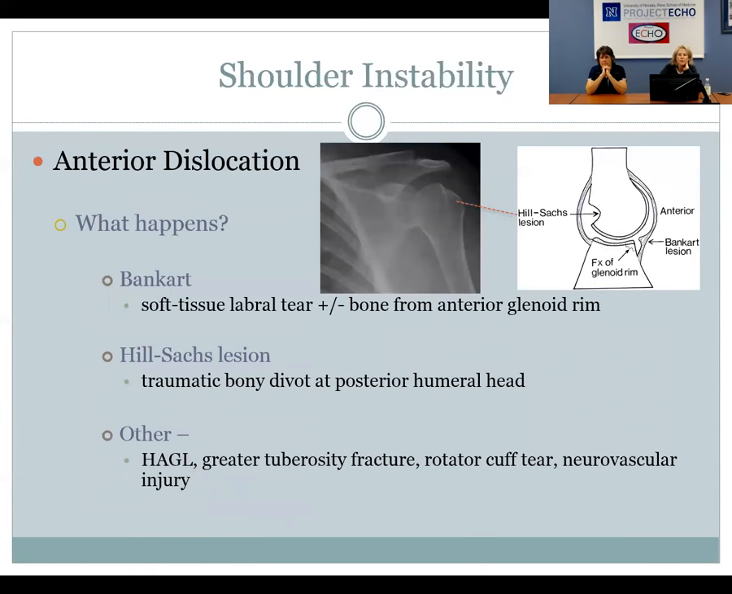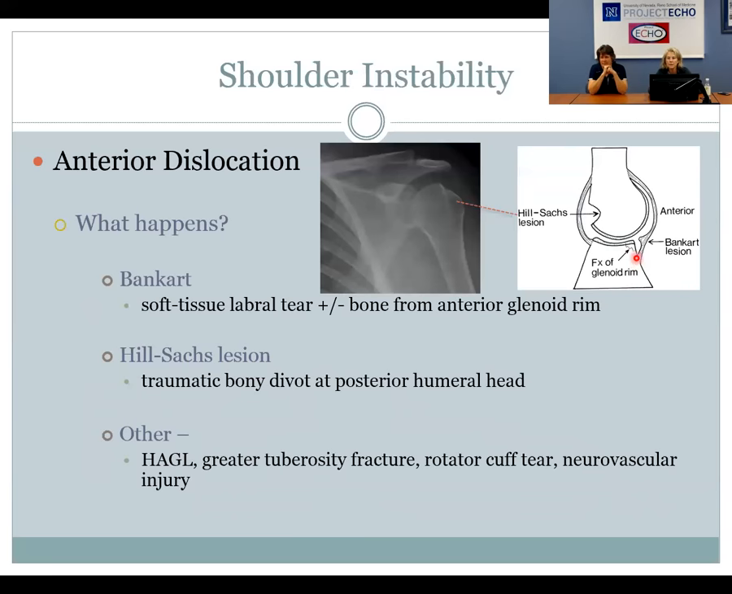So what happens in anterior instability or with the more common anterior dislocation? Typically in young athletes, you end up with a Bankart lesion or a labral tear. Sometimes that can involve some bone. You can see over here, this is anterior, this is posterior. So you can see here an anterior labral tear, or, I like that circle there, sometimes a little fleck of bone can come off.